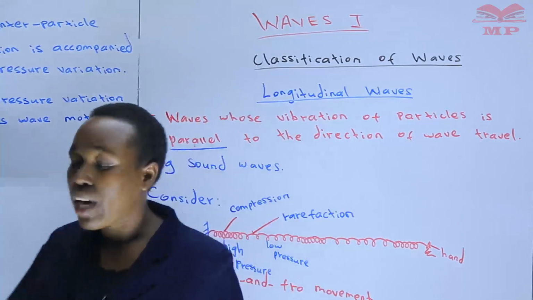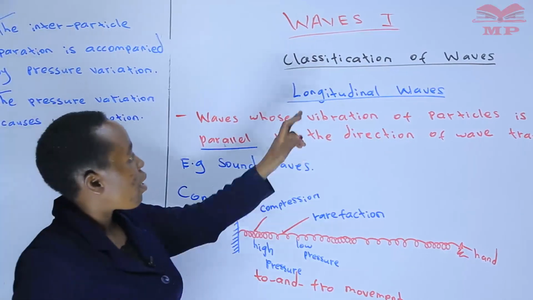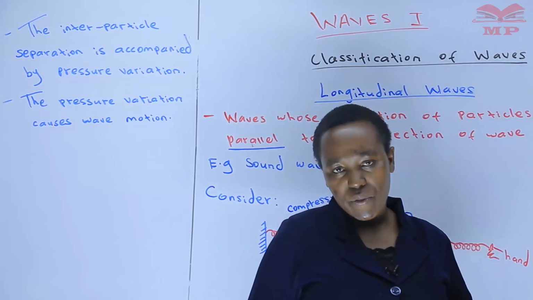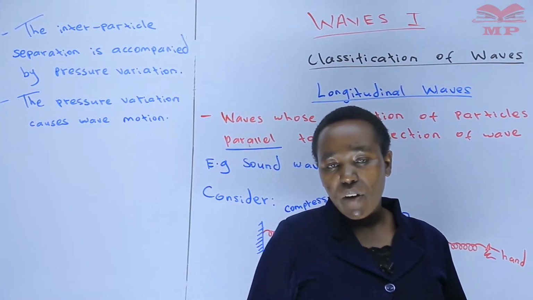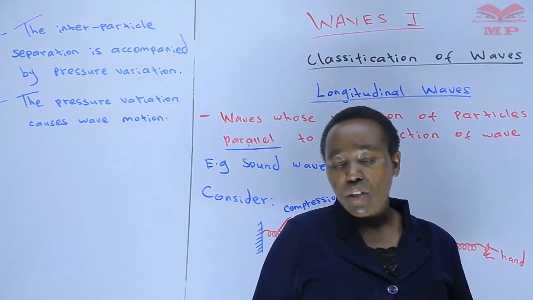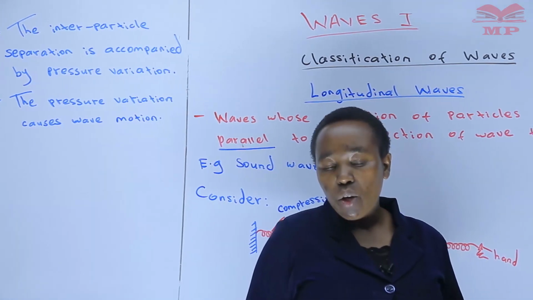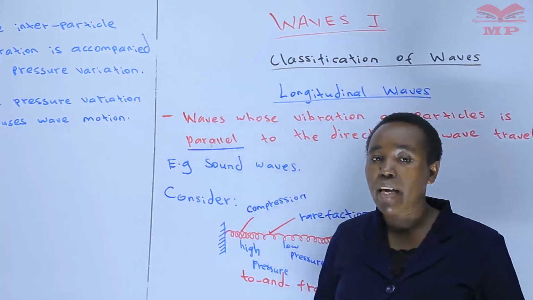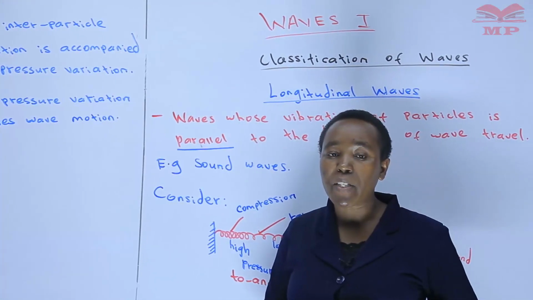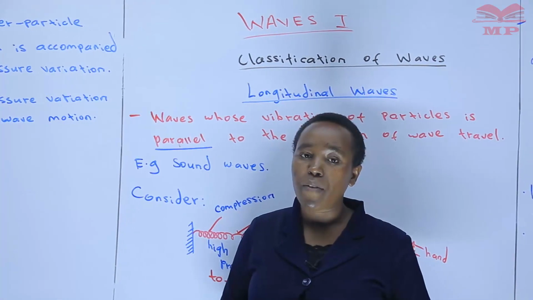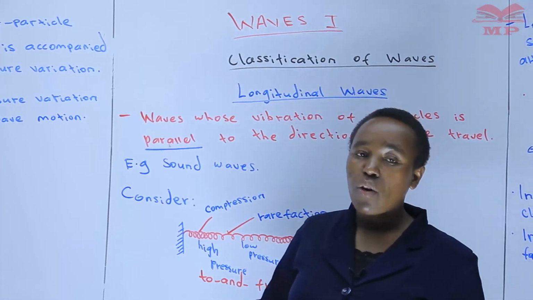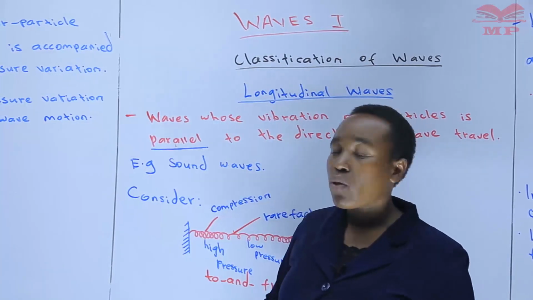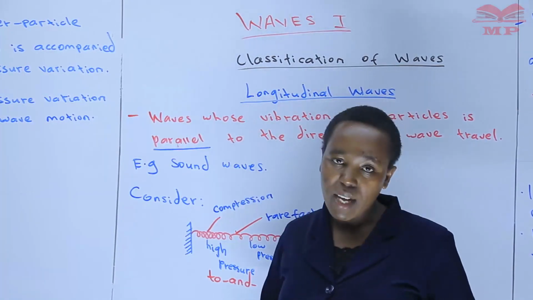So that is all for now on the longitudinal waves and the transverse waves. We have seen for transverse waves, the vibration of particles is at right angle to the direction of wave travel. We've been able to give the examples of transverse waves, and we have seen that they have series of crests alternating with troughs. So that is on the transverse waves.